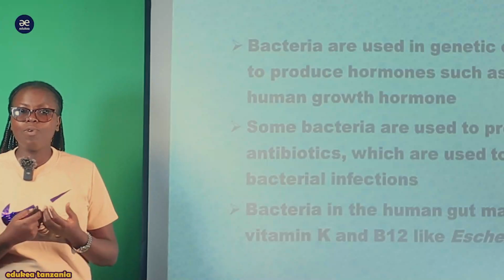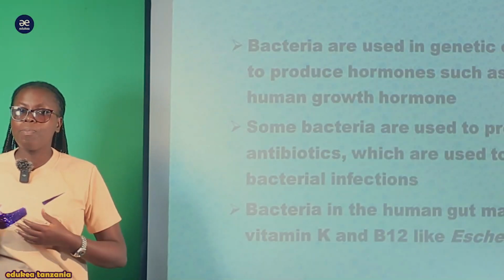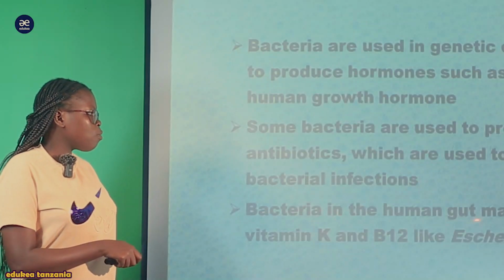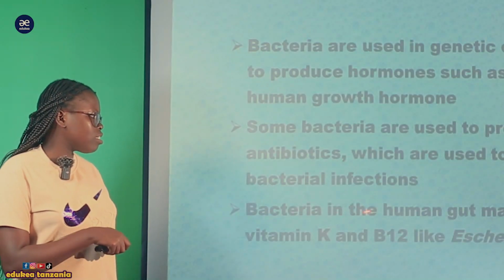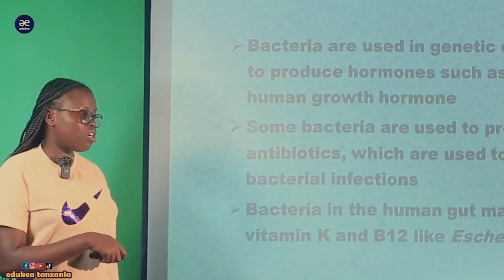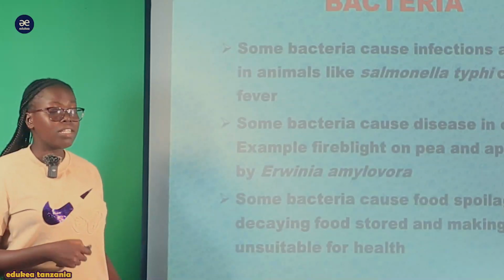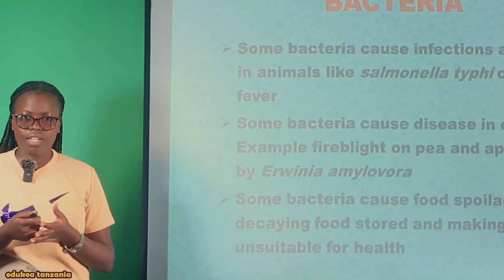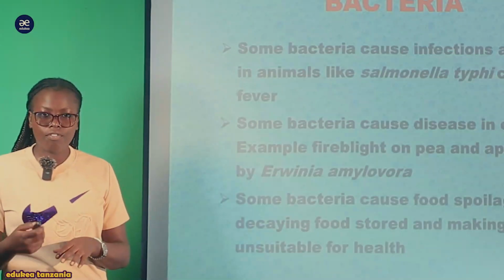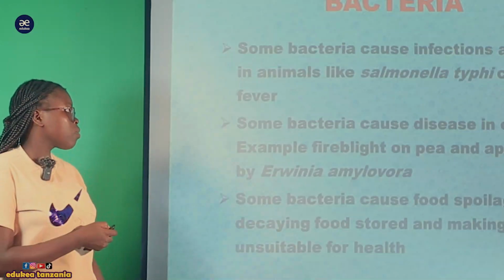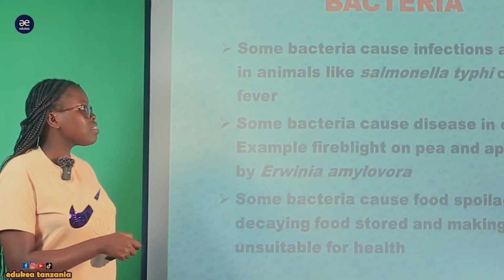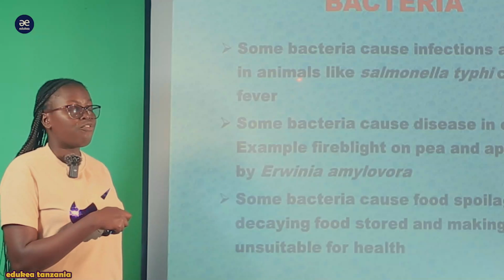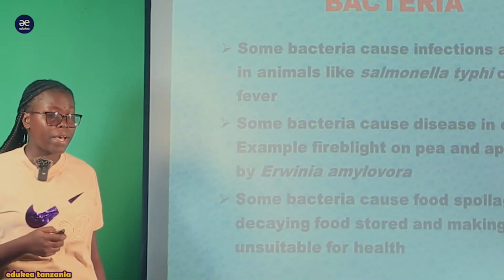Madhara yapi ambayo bacteria yanasababisha katika miili yetu au katika miili ya viumbe hai, both plant and animals? Some bacteria cause infections and diseases in animals like Salmonella typhi cause typhoid fever, homa ya typhoid. Also, some bacteria can cause disease in crops. Example, fire blight on pear and apple caused by Erwinia amylovora.